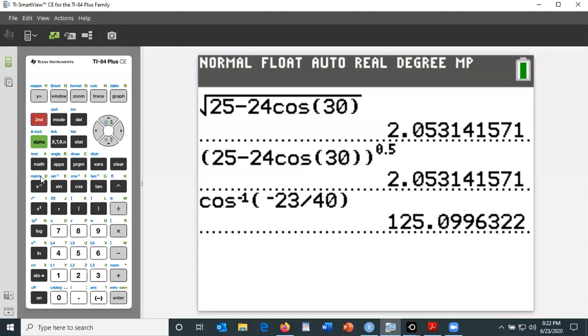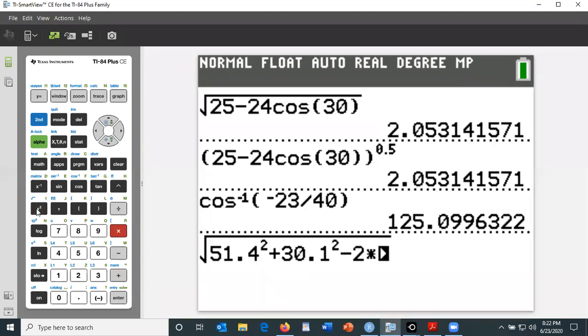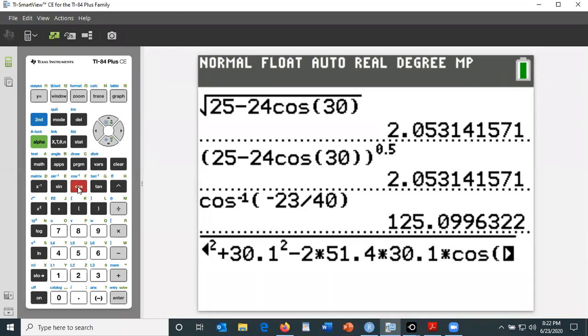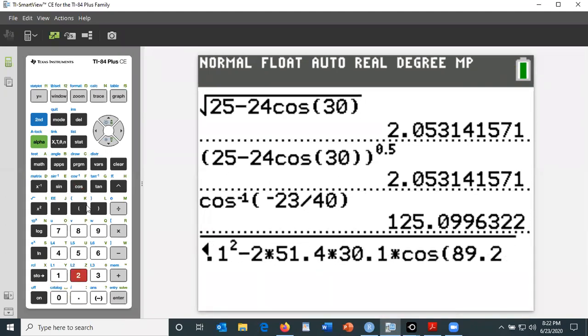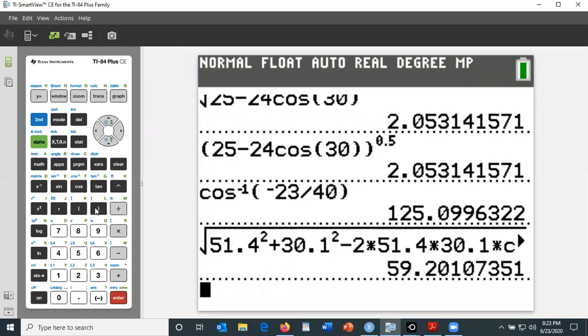So that would be the square root of 51.4 squared plus 30.1 squared minus 2 times 51.4 times 30.1 times the cosine of 89.2 degrees. Hit enter, and it's about 59.2 millimeters.